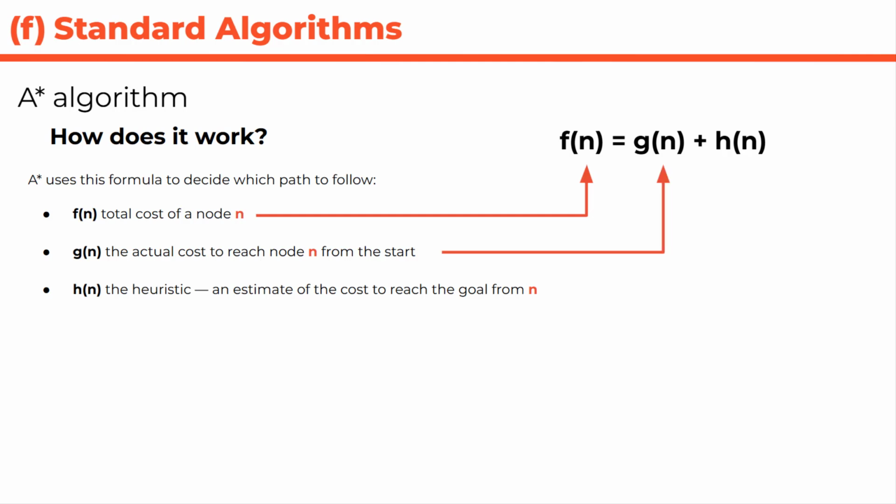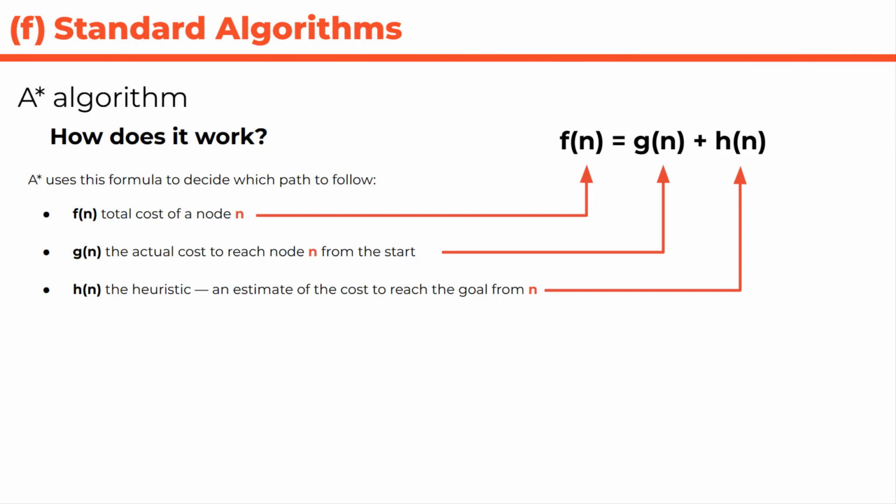Then you've got G(n), and that is the actual cost to reach the node from the start. So if we start at node A and we're trying to get to node G, we've got to think about, well, A, B, C, D, E, whichever way we're going. We've got to add all of them up to find out the actual cost. And then we've got the extra bit now for A-star, which moves away from Dijkstra's, and this is the heuristic, H(n). That's an estimate of the cost to reach the goal from n.